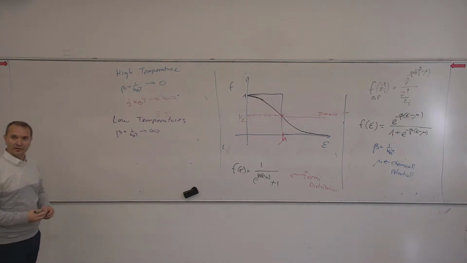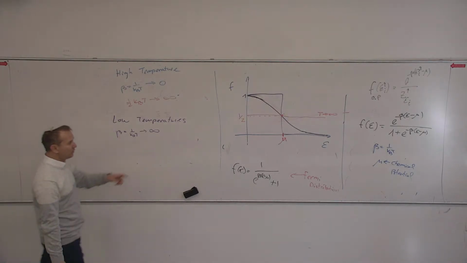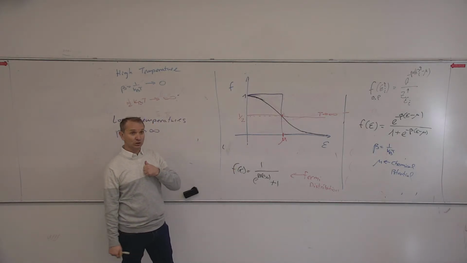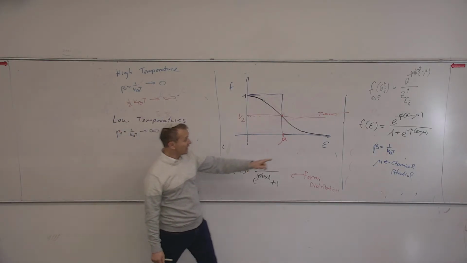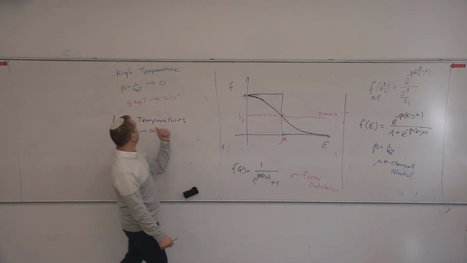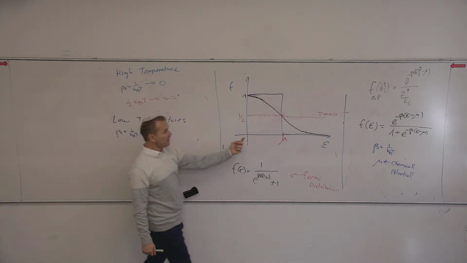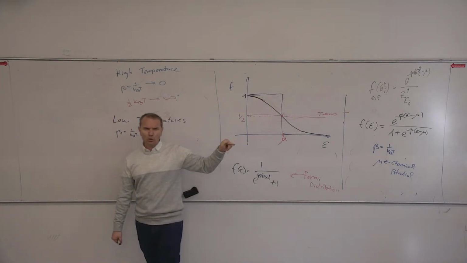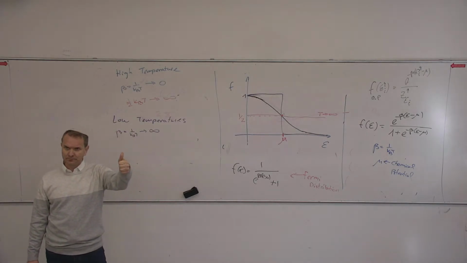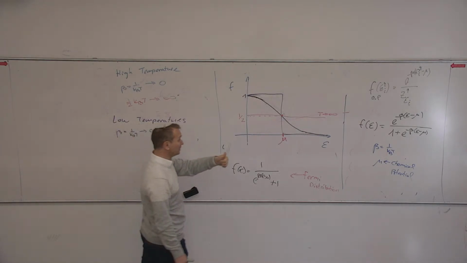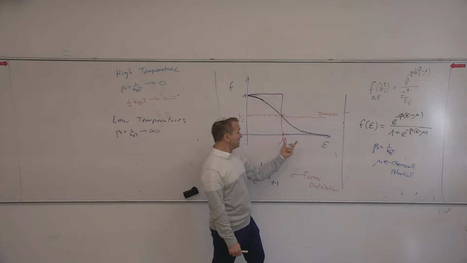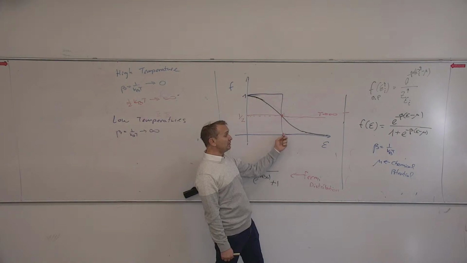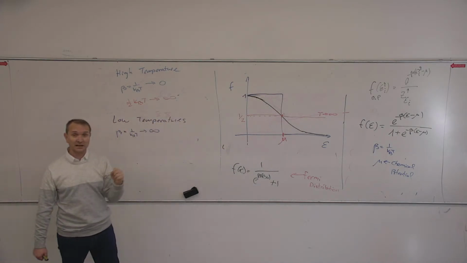Okay? So this function now tells me the following. If the energy of the state that you're looking at, this epsilon, in the limit of low temperatures, is lower than this mu, the probability that this state is going to be occupied is exactly 1. But if the energy of your state is higher than this mu, the probability that your state is going to be occupied is exactly 0.